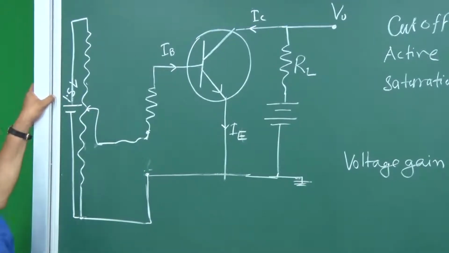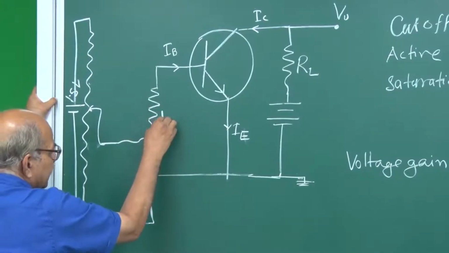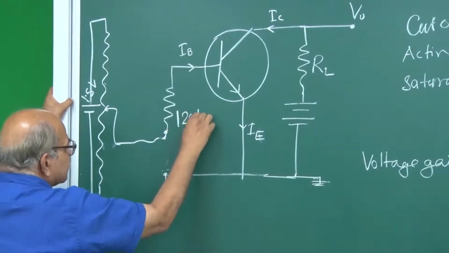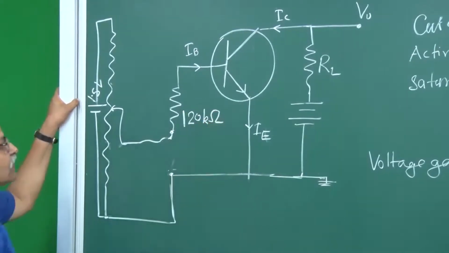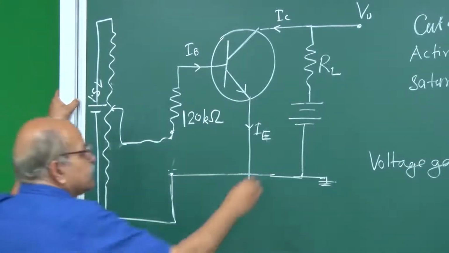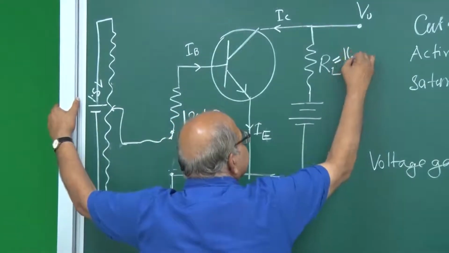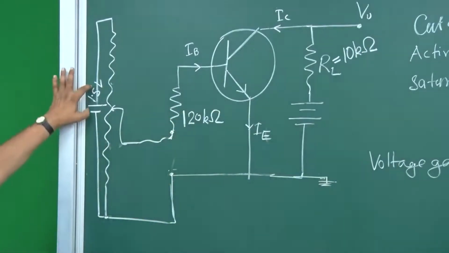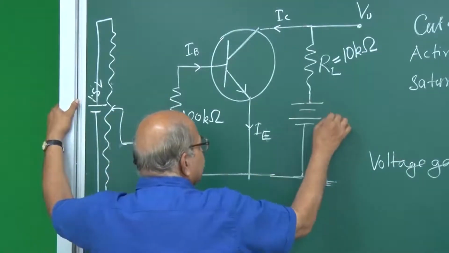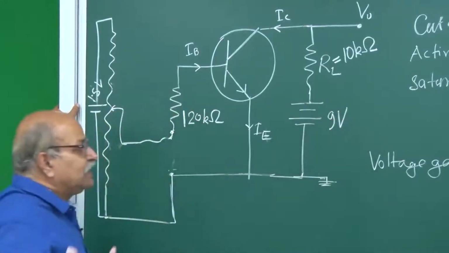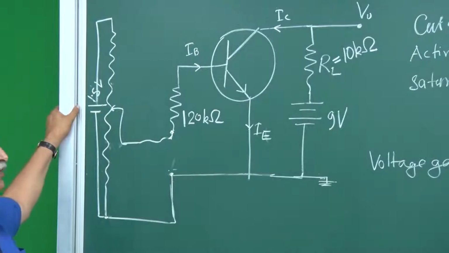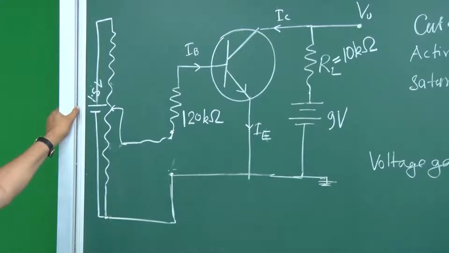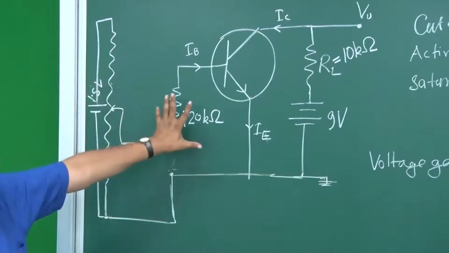Then the values of resistances: here we will be taking a 120 kilo ohm resistance, and this RL we will take as a 10 kilo ohm resistance. This is 1.5 volt. This we will take as a 9 volt battery, which may not be exactly 9 volt, it may be 8.9 or 9.2 or something, but what is called a 9 volt battery, we will be using here. So these are the values. Keep this circuit in mind.